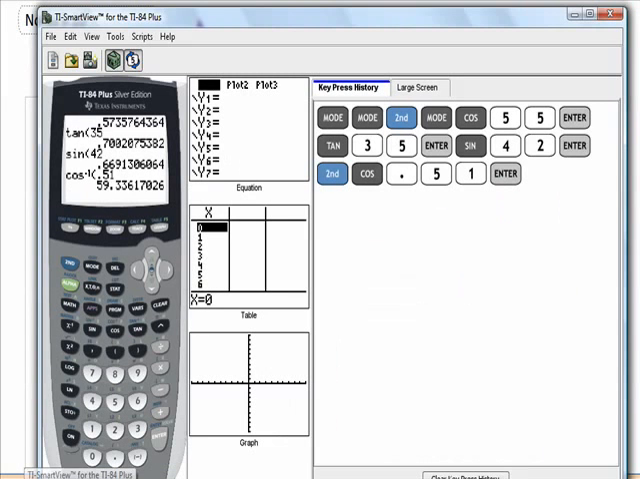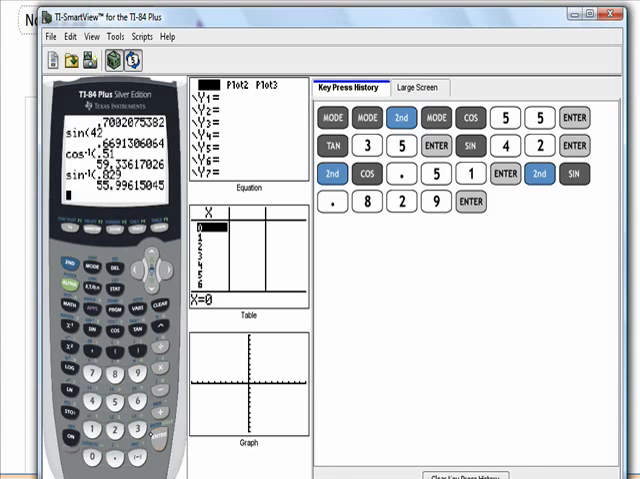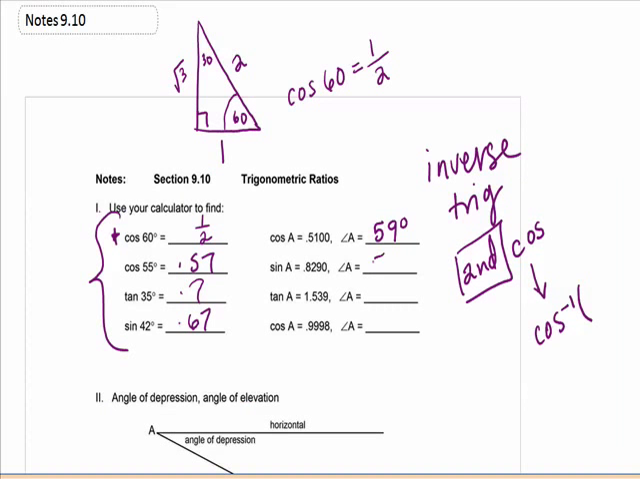We want to find the measure of angle A if its sine is 0.829. I'm going to press second, then sine, and then 0.829. Enter. What would you call that, Mr. Stern? 56 degrees. Yes, to the nearest whole degree, let's call that 56 degrees.